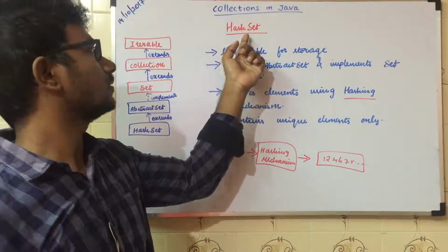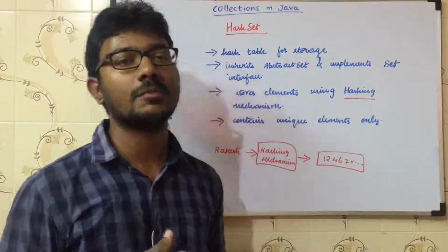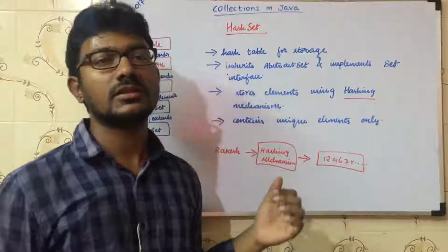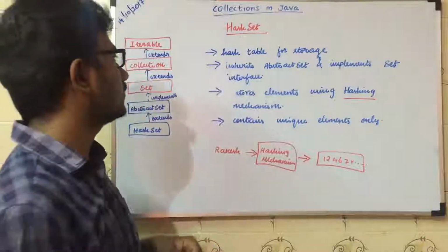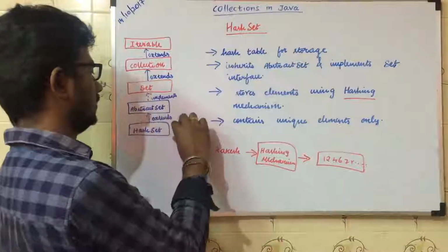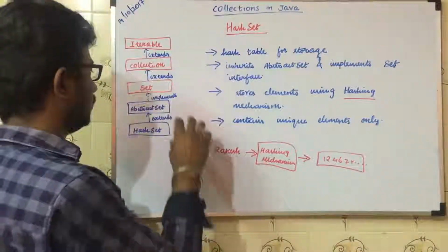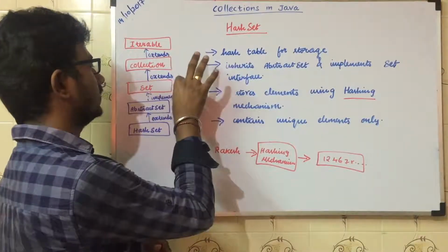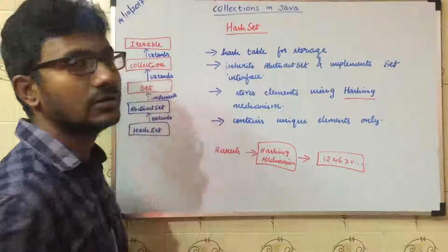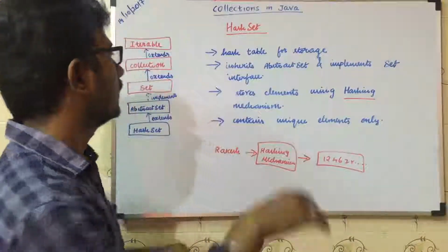Now we are going to see HashSet in a brief manner. In the upcoming videos, we will see these things in a detailed manner. For now, just consider HashSet is a class that implements the set interface indirectly. The methods present in the set interface would be present in HashSet in an implemented way.